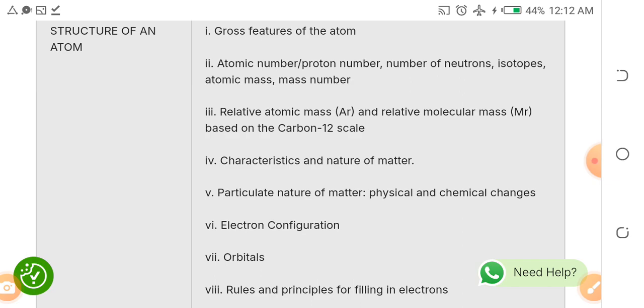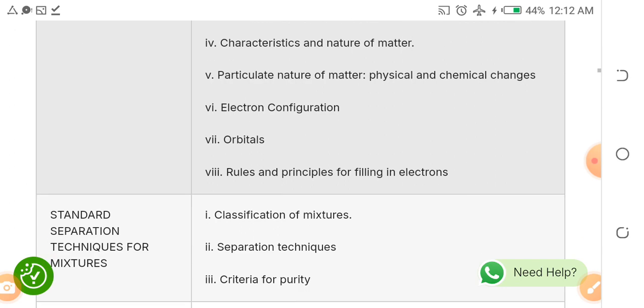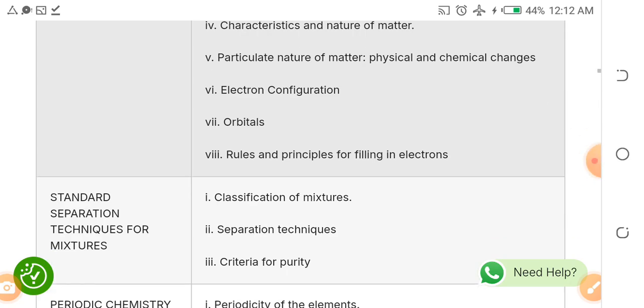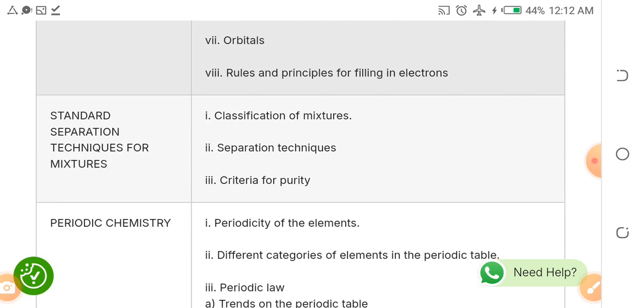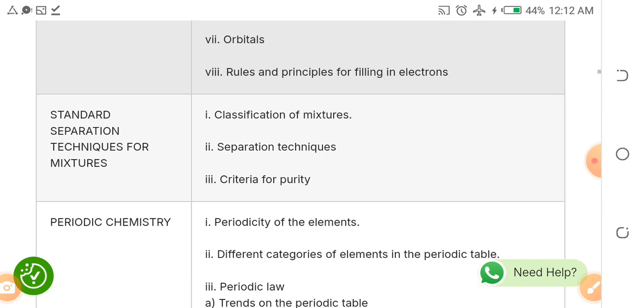Characteristics and nature of matter, particulate nature of matter, physical and chemical changes, electron configuration, orbitals, rules and principles of filling in electrons. Go and check on each one I mentioned. Please go and check on them. Standard separation techniques for mixtures. You know, different kinds of mixtures and how to separate them.